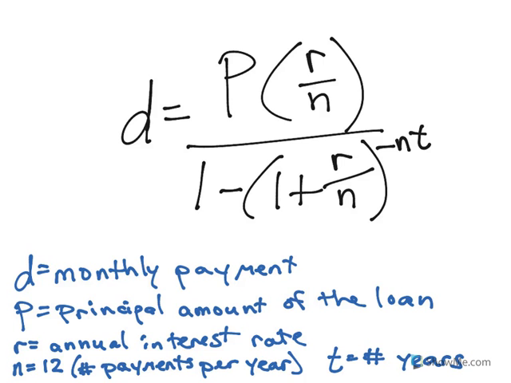Okay. So the formula that we're going to use for this is D equals P times the quantity R over N, all divided by 1 minus the quantity 1 plus R over N raised to the negative NT power. Now, D is our monthly payment. So this is the formula we use to find the monthly payment for our loan. P is the original amount of the loan, the principal amount of the loan. R is our annual interest rate. We have to divide that by N, which in our case is going to be 12 because we make monthly payments. And then T is the number of years for our loan.